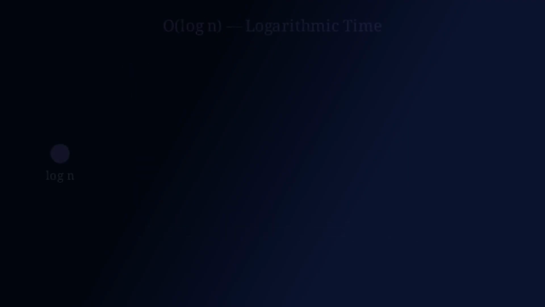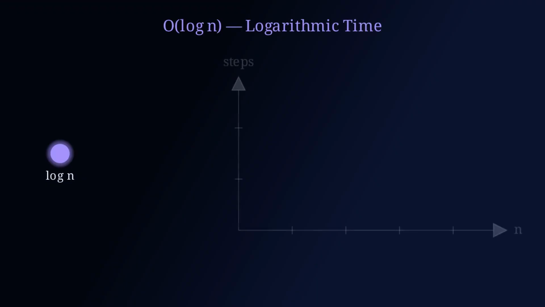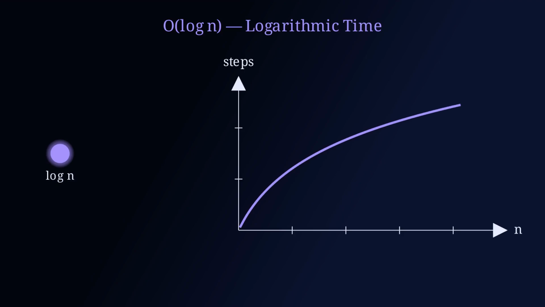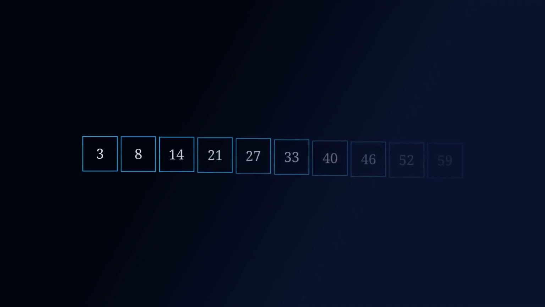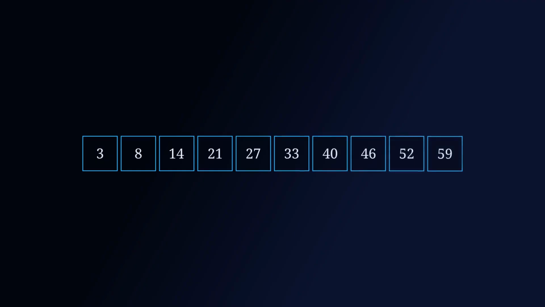Second runner, logarithmic time, order log n. This one moves, but astonishingly slowly. Every time you double the input, it only takes 1 extra step. The runner who barely notices the track getting longer. The classic example is binary search. Suppose you're looking for a name in a sorted phone book.